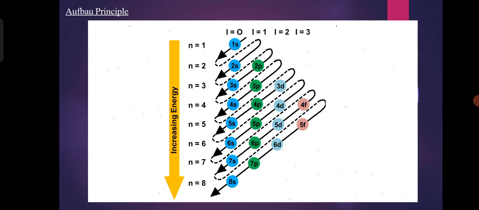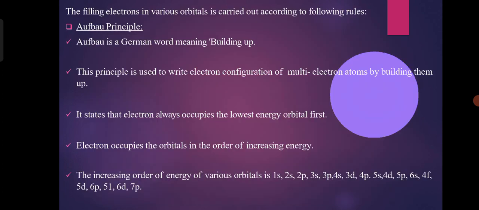Orbitals in increasing n are filled. First the electron enters 1s. Diagonally the electrons are placed. First electrons are filled in 1s, 2s, 3s, 4s, 5s, 6s, 7s and 8s. In this manner electrons are filled. So the Aufbau principle is shown by this picture.